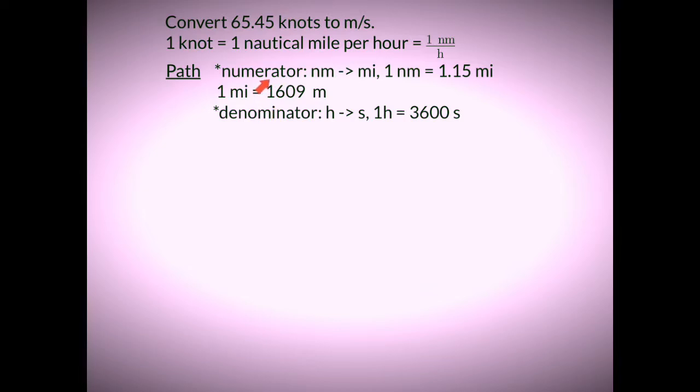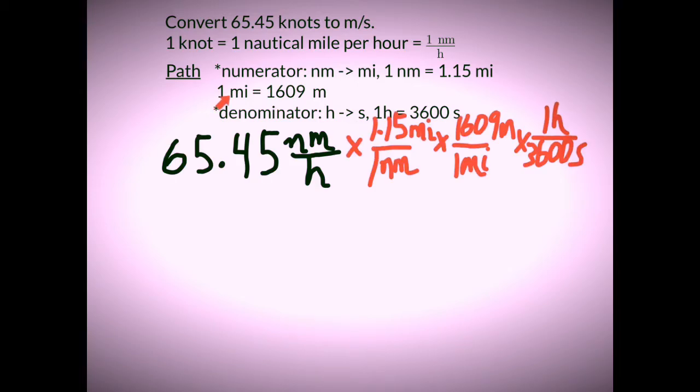For the numerator, we can use the path of a nautical mile to a mile, where 1 nautical mile is 1.15 miles. Then we can use 1 mile is 1,609 meters. For the denominator, 1 hour is 3,600 seconds. We can use that to go from hours to seconds. Since our path involves 3 steps, we need to multiply by 3 unity fractions.